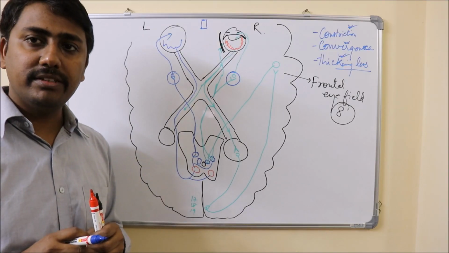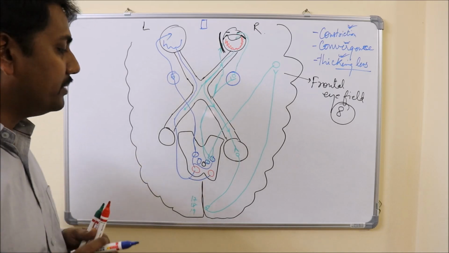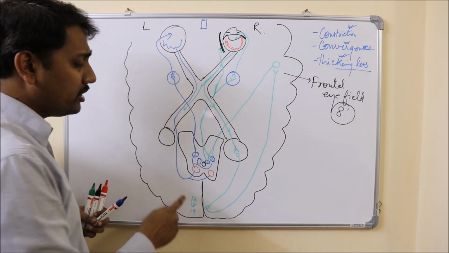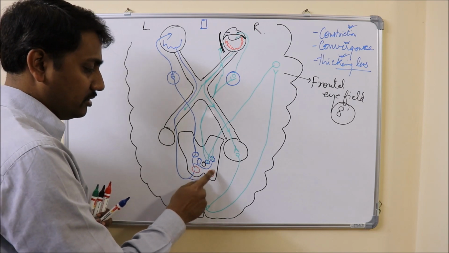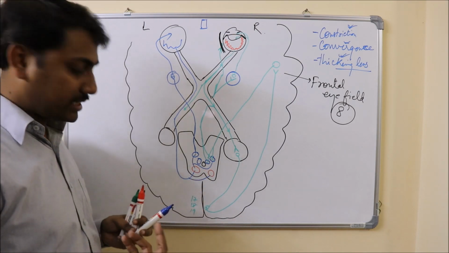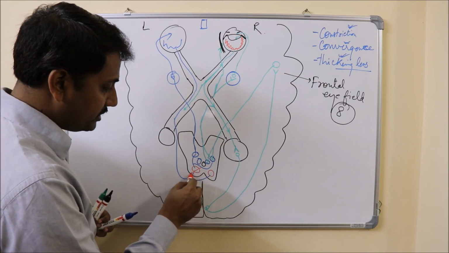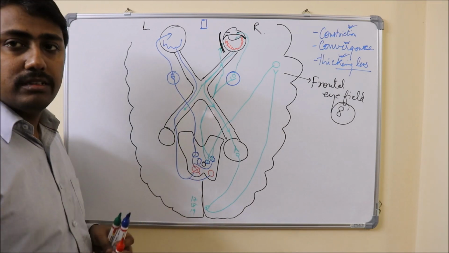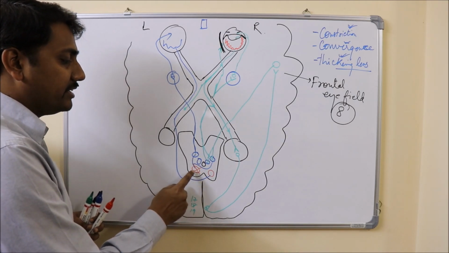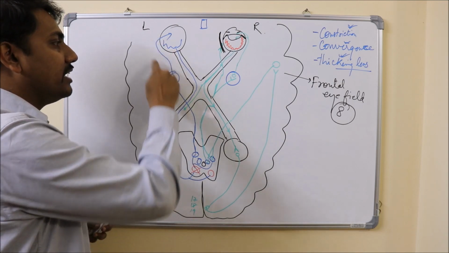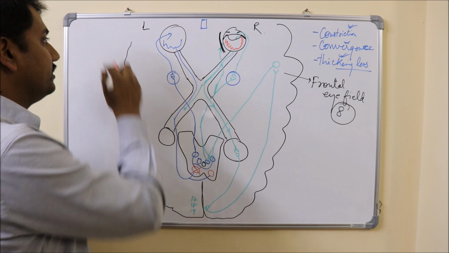And now we can explain the anatomical basis of Argyll Robertson pupil in this. In Argyll Robertson pupil, there occurs a lesion or injury to the pretectal region, or we can say to the pretectal nucleus of the midbrain. So suppose here is the injury. So we can see here, if the pretectal nucleus is affected, which was part of the light reflex, therefore the light reflex will be absent.